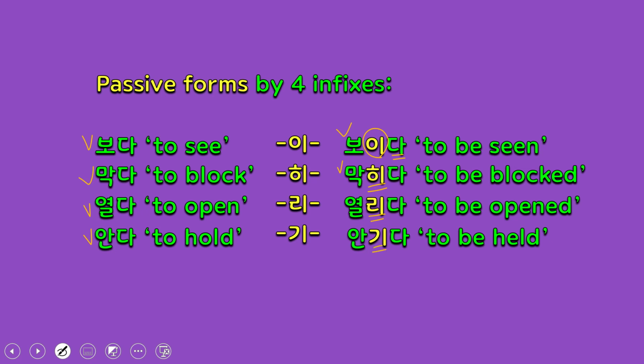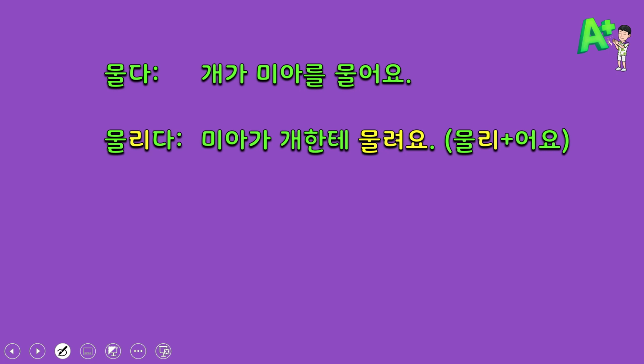The question is, how do we know which one to use for which word? It's actually random. So there's no rule involving this conjugation to the passive forms. So you just need to learn and remember. Now, let's actually try to construct the passive sentence.